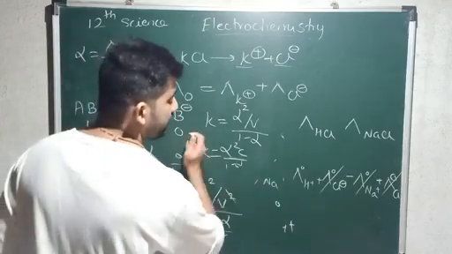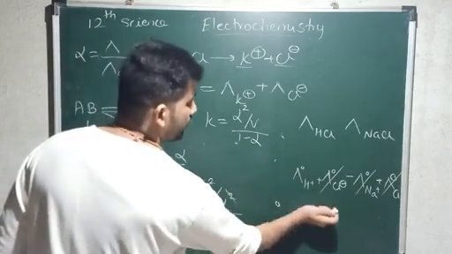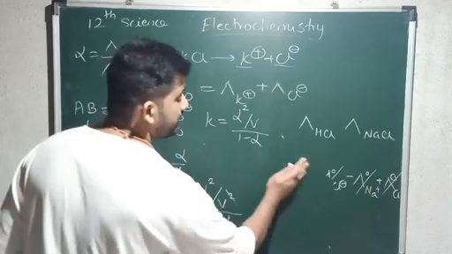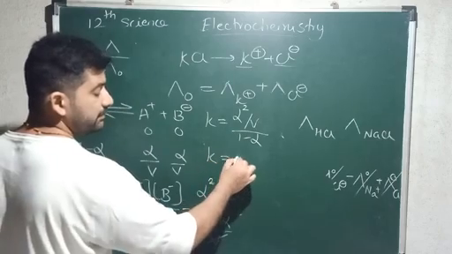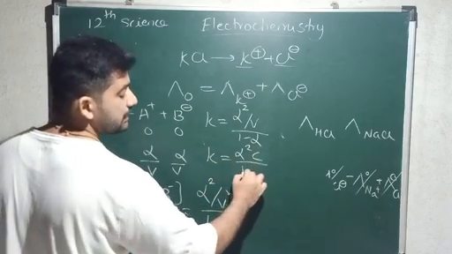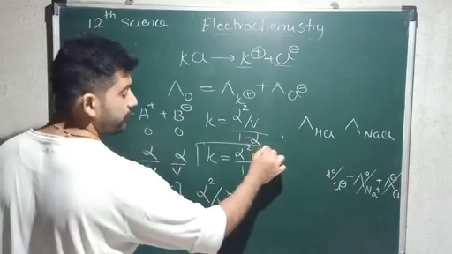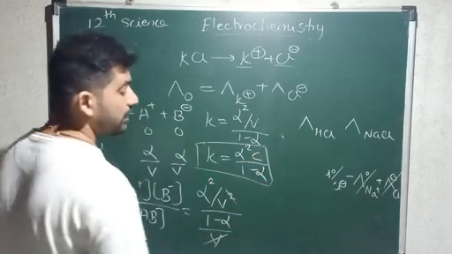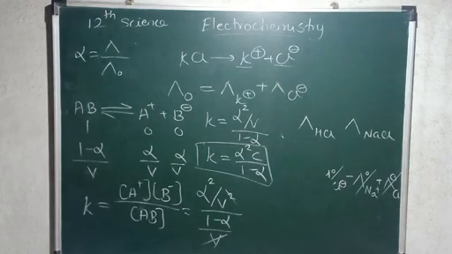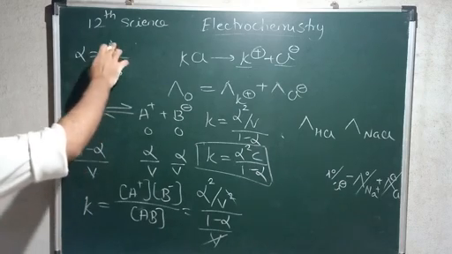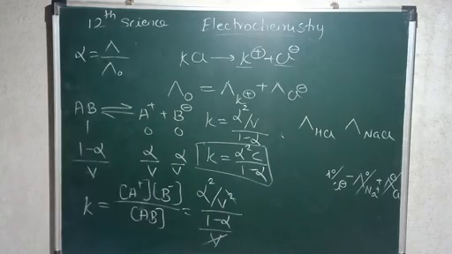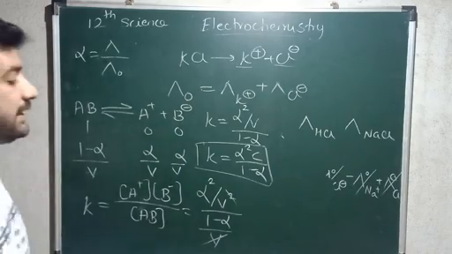So in this way we have got the formula. What is that formula? I will write it down properly. 1 by V can be written as C. So this is the formula for K: K is equal to alpha square C upon 1 minus alpha. And we know that alpha is equal to lambda upon lambda 0, molar conductivity upon molar conductivity at infinite dilution.